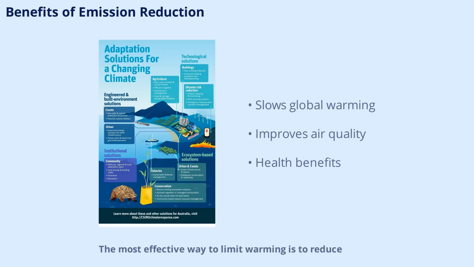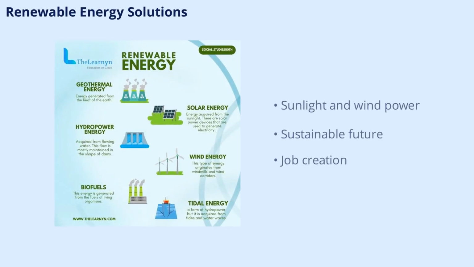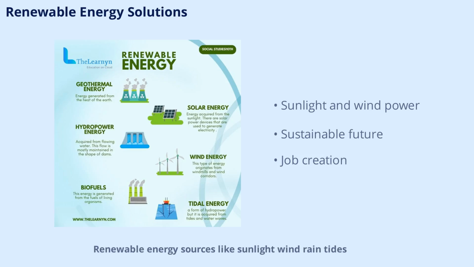The most effective way to limit warming is to reduce the use of fossil fuels and switch to cleaner energy sources. Renewable energy sources like sunlight, wind, rain, tides, and geothermal heat are naturally replenished and produce little or no greenhouse gases. Embracing these technologies is a key part of fighting climate change. By investing in renewable energy, countries can reduce their dependence on fossil fuels, create jobs, and build a more sustainable future.